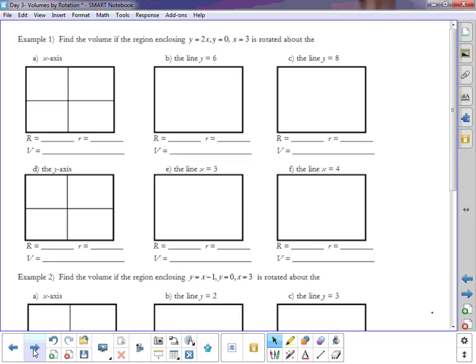Depending on how you are, you might want to draw your pictures on a separate piece of paper. I feel like the boxes are kind of small. We're going to be drawing pictures of our region and what that rotation looks like, so if you need a separate sheet of paper, feel free to grab one.